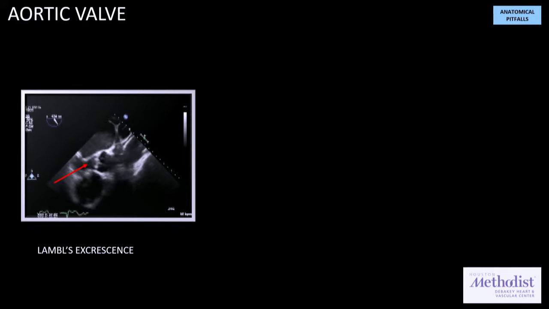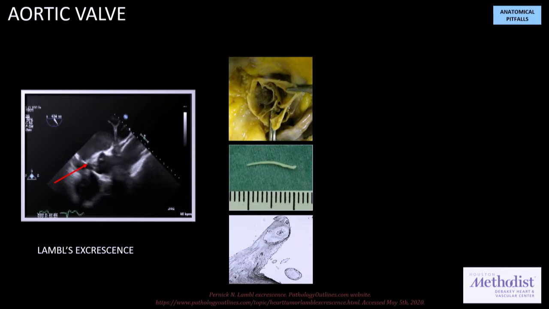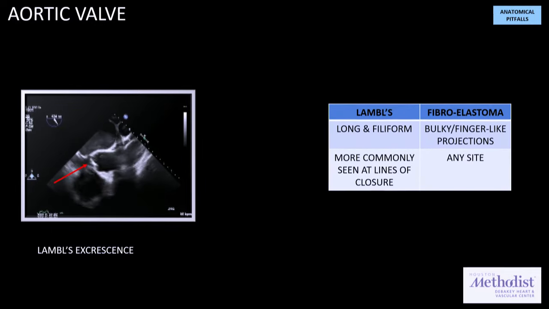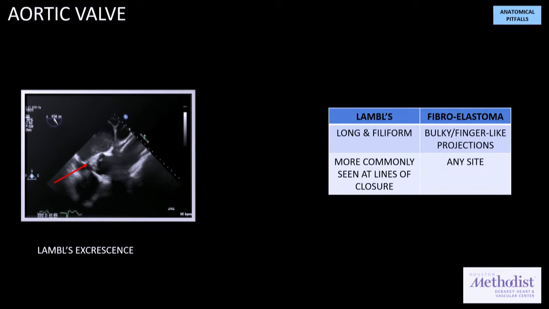Well, there's something there, right here. So it's a Lambert's excrescence, right? We do see it quite often. You see the filiform appearance which we see on the valve itself. And the pathology pictures confirm that frond-like appearance. The more important thing for this one is how do you differentiate that from a fibroelastoma? Fibroelastomas are actually more pathological. They are more bulky, finger-like projections. And Lambert's are most common at the suture lines, at the closure lines where you have more degeneration, versus fibroelastomas, which can happen on any other site.